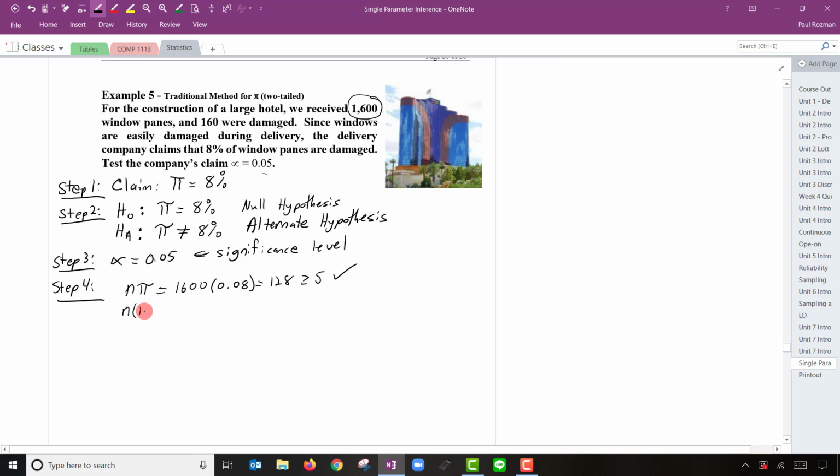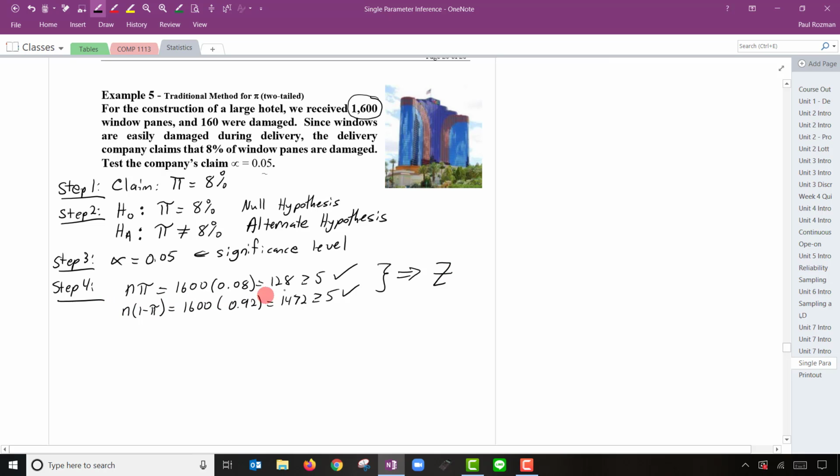And then we have to check n times 1 minus pi. So that'll be 1,600 times 92%. And we get 1472, which is also greater than or equal to 5. It checks out. This tells us that we can use the Z distribution.